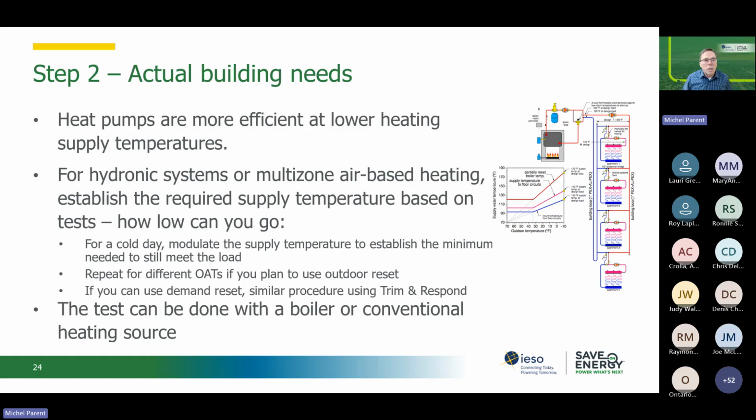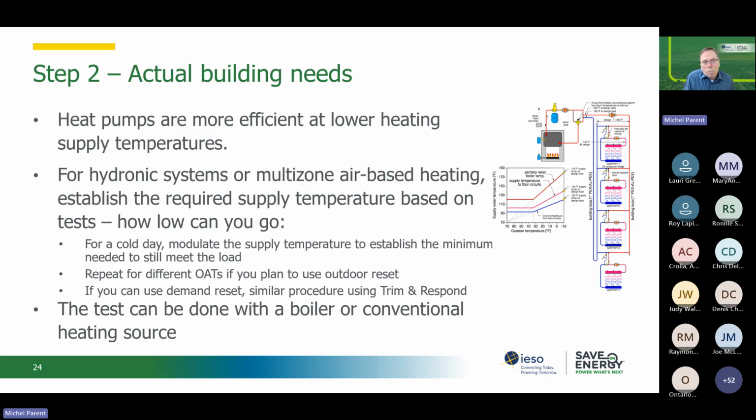So you would do a similar test, but using demand reset is often preferable, if applicable and if you have a fully DDC system, and it's called trim and respond. If you want to know more about it, you can always Google trim and respond. You'll see there's an ASHRAE Guideline 36 that will provide you a lot of details on how to use demand reset using trim and respond. And for programming your BAS for a hydronic heat pump system, definitely would be the way to go. And you don't need to have the heat pump to run those tests.